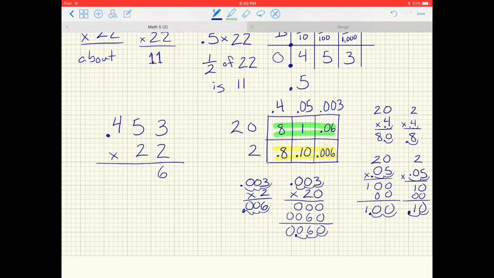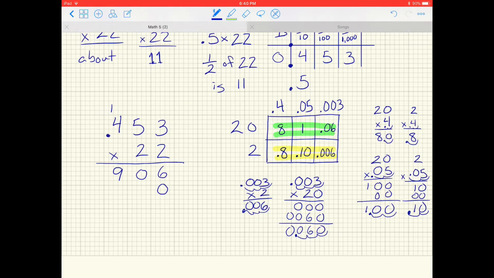So 2 times 3 is 6. Then I move over to do 2 times 5, and that's 10. Put the 0 down there and the 1 above the 4. 2 times 4 is 8. Oh, wait. I've got to add that 1 from when I did 2 times 5. So 2 times 4 is 8, and add that 1, I get 9.